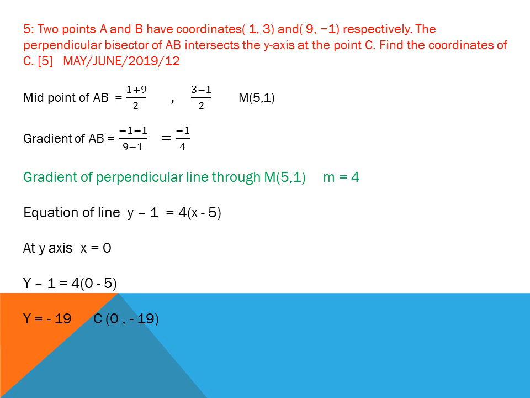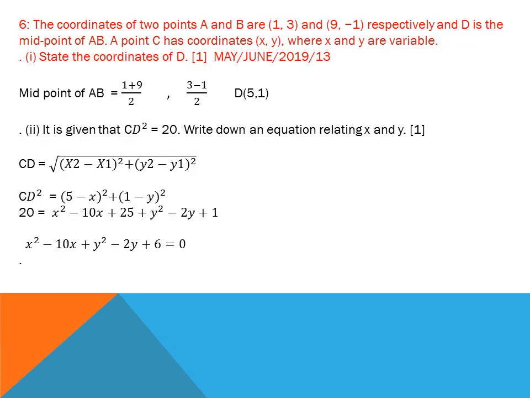-9, sorry, -9 here. So C point is (0, -9), not a 9. Question number 6. Coordinates of two points A and B are this and this respectively, and D is the midpoint of AB. A point C has coordinates (x, y) where x and y are variables. State the coordinates of D, 1 mark only.